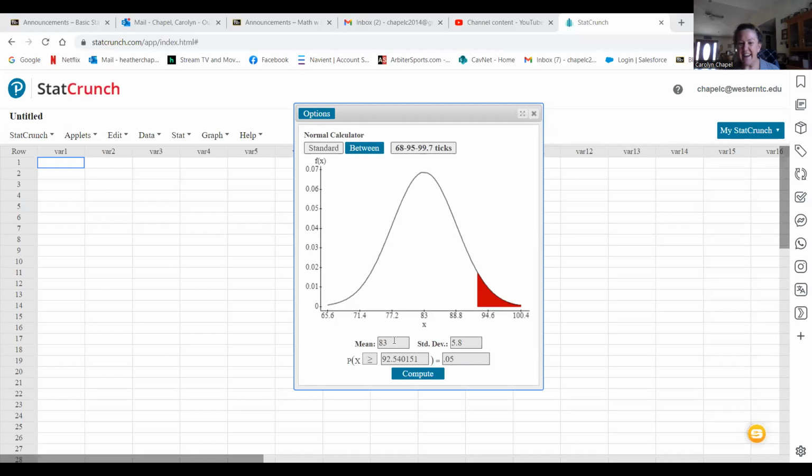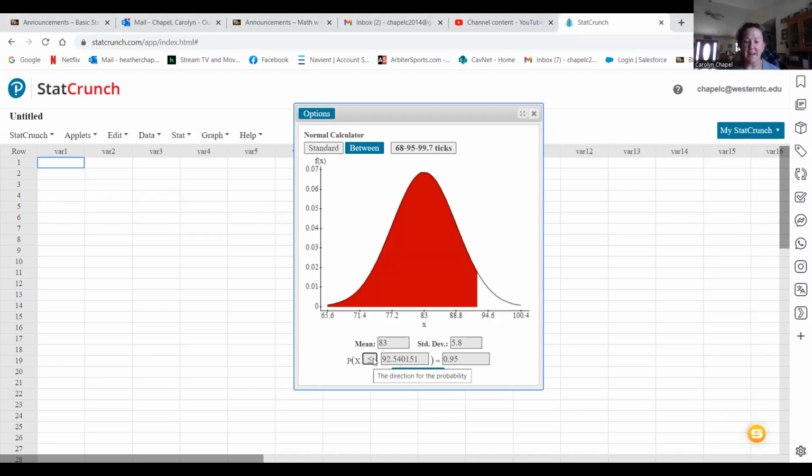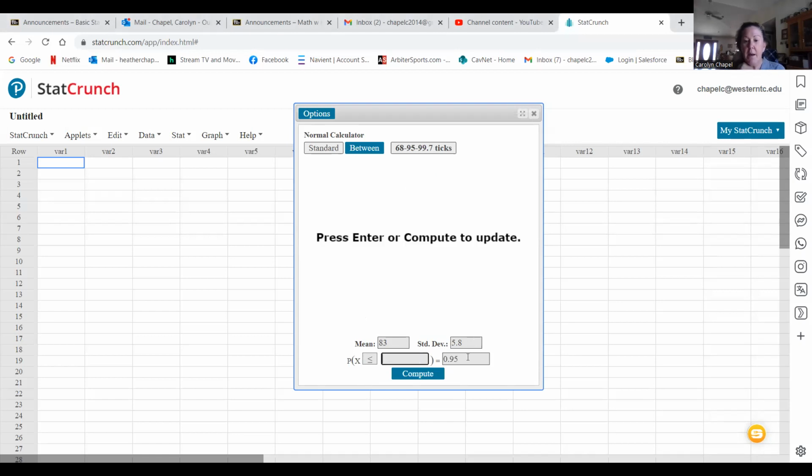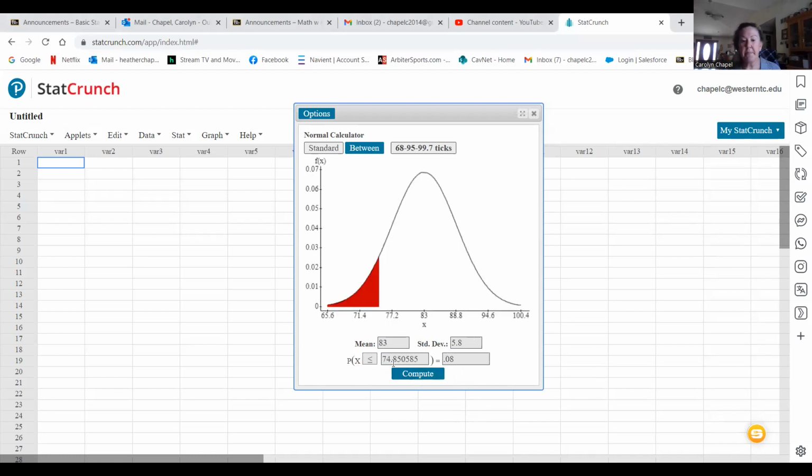All right, so we're still at the 83 with the 5.8. I'm going to change this to less than. That's the nice thing about StatCrunch, it allows us to go to the left, it allows us to go to the right by this simple click of a button. Our table is always one direction. Okay, but we don't know what this guy is. I'm going to get rid of this. But we do want this to be 0.08. So we want our x's to be less than some score to be our 8%, which is 0.08. And we are going to compute.